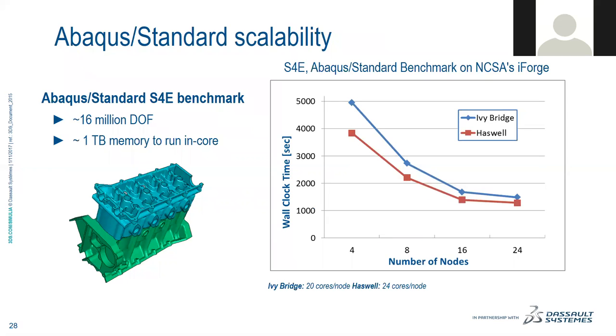Now looking into scaling for large problems in Abaqus Standard. You see this benchmark, a nonlinear analysis with gasket behavior. It has 60 million degrees of freedom and requires 1 TB of memory to run. You can see the effect of increasing the number of nodes. You have 20 cores per node, so it's about 400 cores so far.